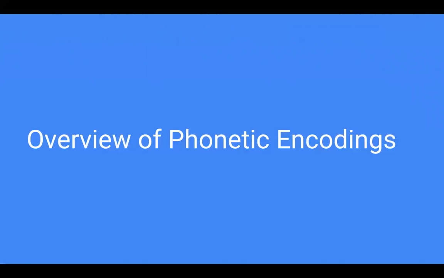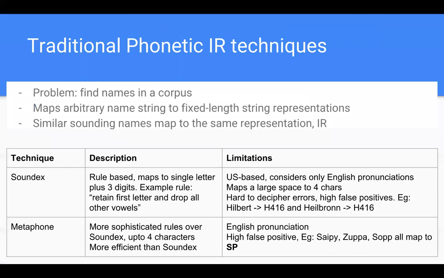So let's go through some of the phonetic encodings that are available and what we use. Traditional phonetic information retrieval techniques are solving the problem of finding names in the corpus, which is what we want to do in our internal architecture. We also want to match against names. And so this is a good start. What these techniques do is they map arbitrary name strings into fixed length string representations. And so similar sounding names map to the same representation, or hopefully they do.